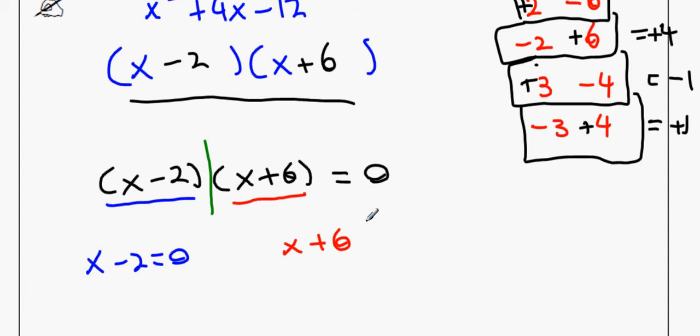So as you know from before, you just move the numbers over to the other side. For x plus 6 equals 0, you get x equals minus 6. And for the other one, you bring the 2 over to the side and you get x equals 2.